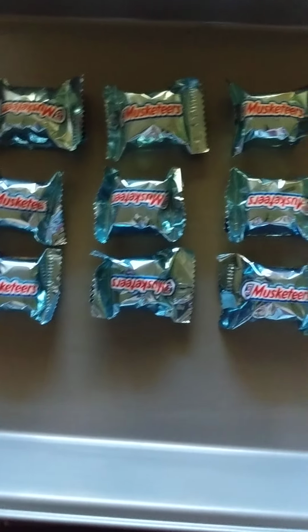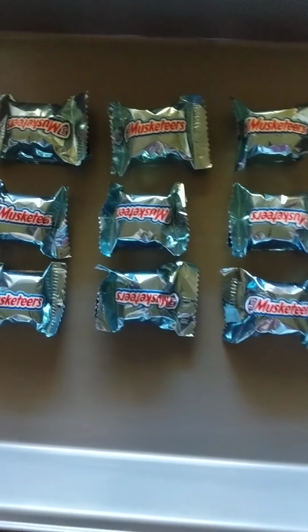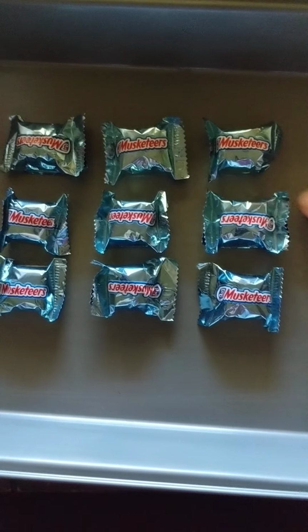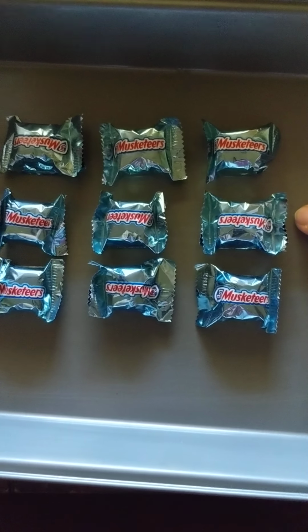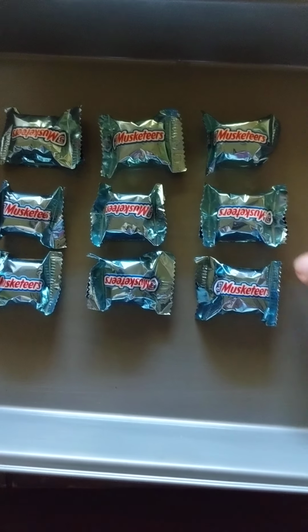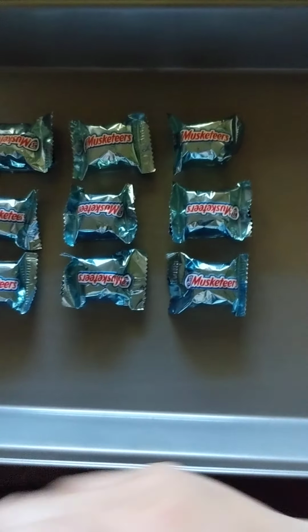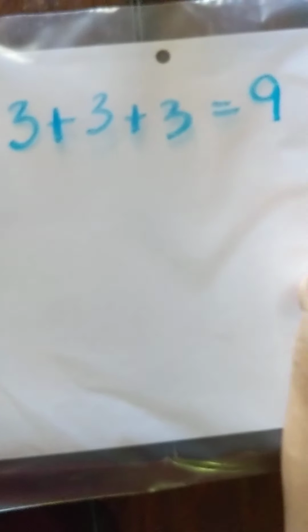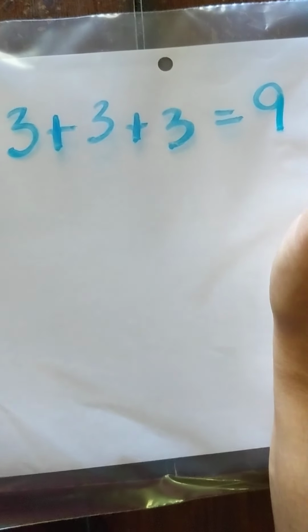Now this is repeated addition because how many do I have in this first row? I have 3. How many do I have in this row? I have 3. And how many do I have in this row? I have 3. So my second grade brain wants to do something like this: 3 plus 3 plus 3. If I add these all together, 3 plus 3 is 6, plus 3, 6 plus 3 is going to be 9. So that's my second grade brain. And although that's correct, we've got to start thinking as third graders.